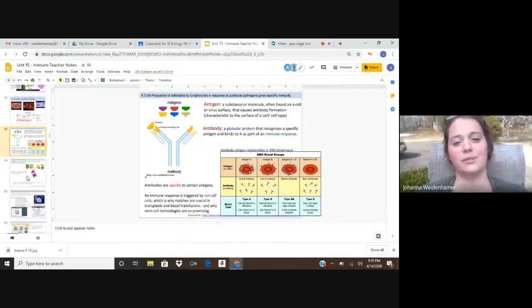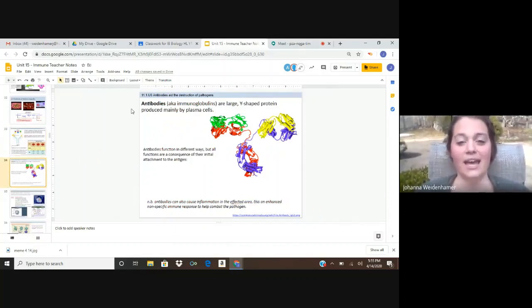So let's look even deeper into antibodies. Antibodies, aka immunoglobulins, are going to be large Y-shaped proteins produced mainly by plasma cells. We're going to get into that in a couple of seconds. So again, our antibodies, the Y-shaped structure that we took a look at in the other video as well. So here is the Y-shaped structure. Remember, antibodies function in different ways, but all functions are a consequence of their initial attachment to the antigen.